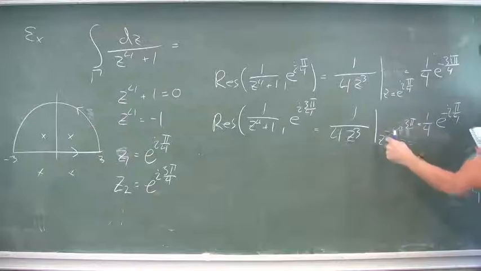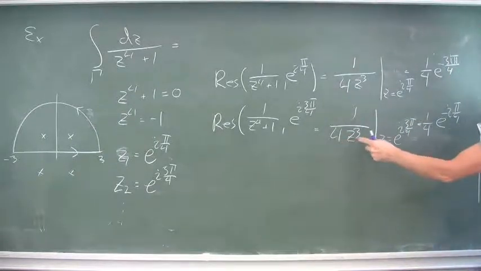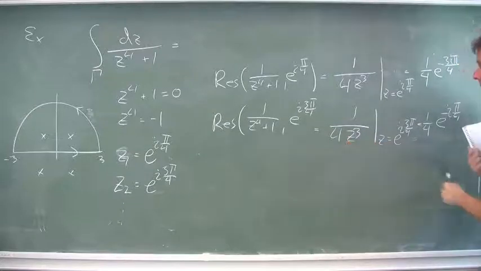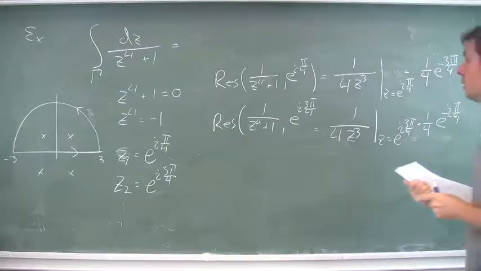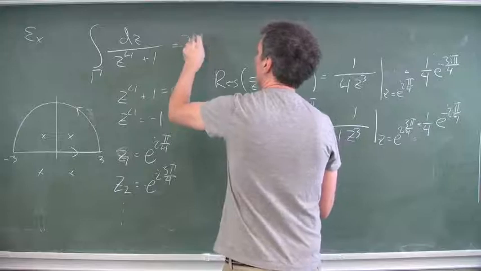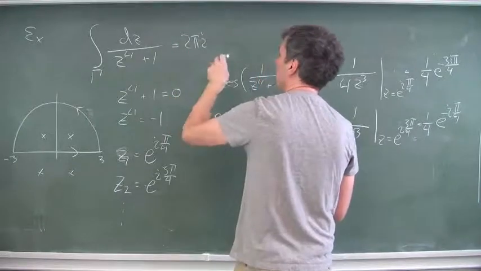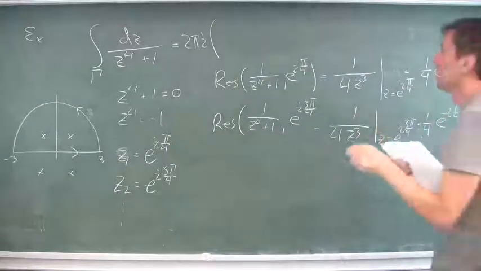So when we evaluate this to the third, it will be e to the I pi divided by 4, but since it's in the denominator, we'll also get a minus sign here now. So we're now ready to compute this integral. It will be equal to 2 pi I times the sum of these 2 residues then.